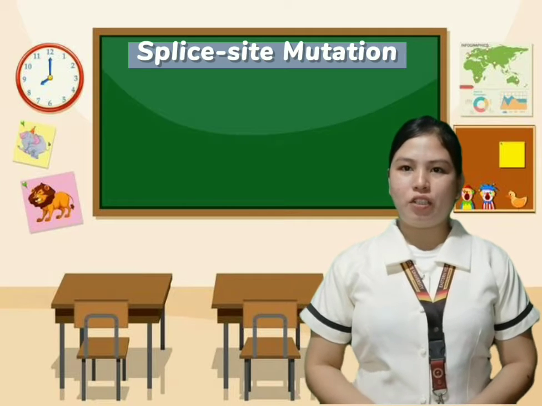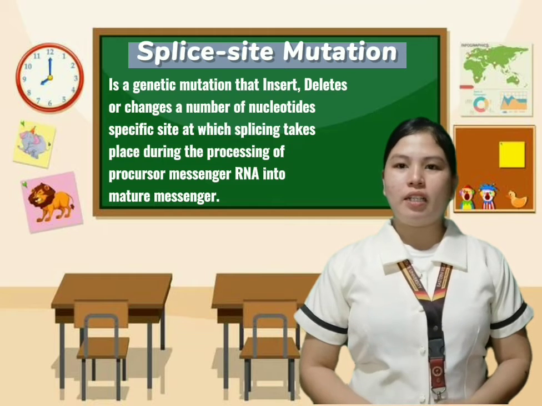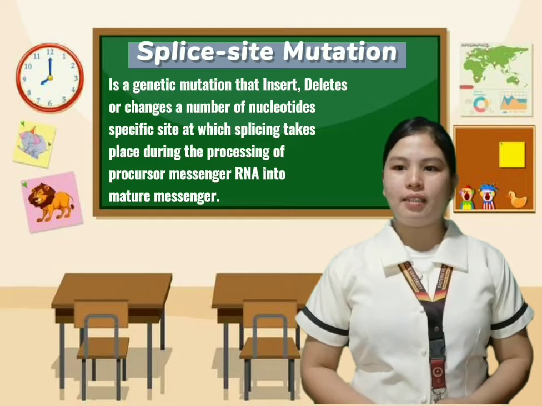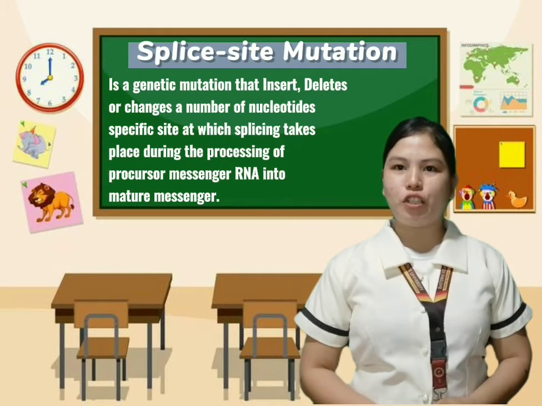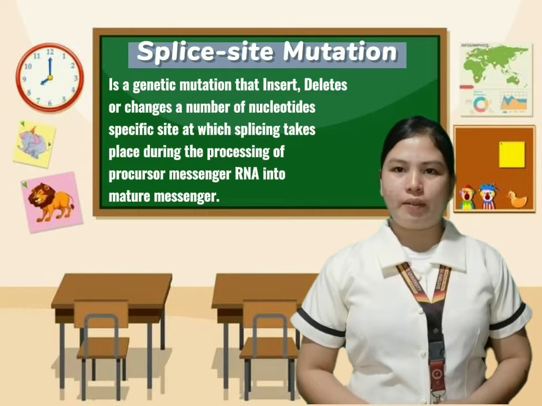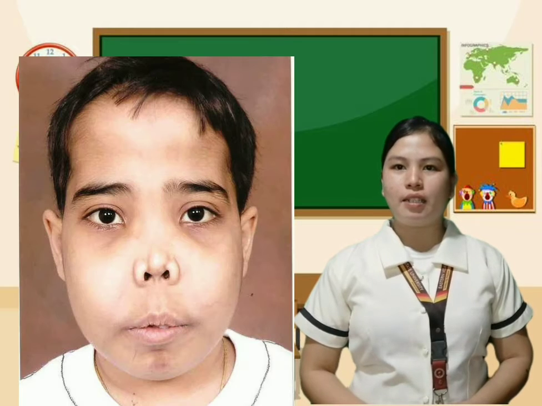Splice site mutation is a genetic mutation that inserts, deletes or changes a number of nucleotides in a specific site at which splicing takes place during the processing of precursor messenger RNA into mature messenger RNA. Example: mutations that cause the incorrect splicing of beta-globin mRNA are responsible for some cases of beta thalassemia.